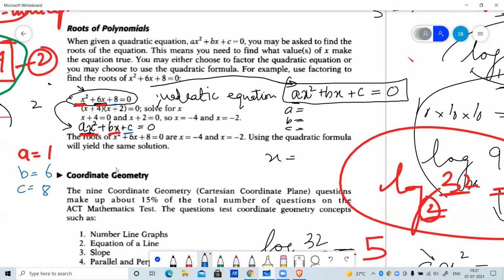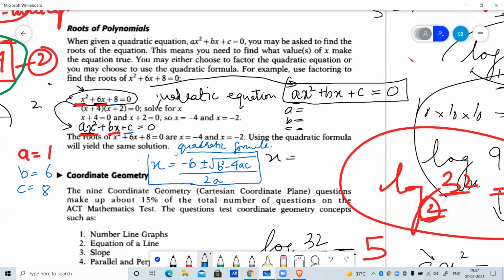And now you can put in the calculator to calculate the value of x. Or you can use the quadratic formula, which I have told you. The value of x is equal to negative b plus minus square root of b squared minus 4 times a times c, divided by 2 times a. So this is the big quadratic formula which a person needs to remember if he is not able to do this question on the calculator.